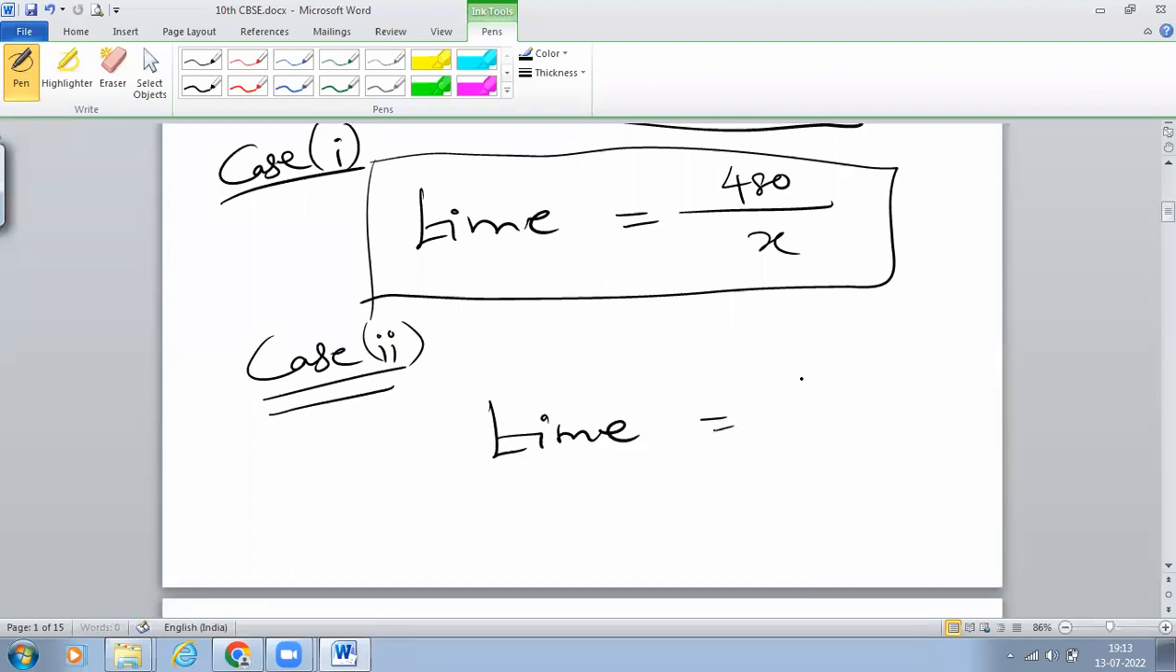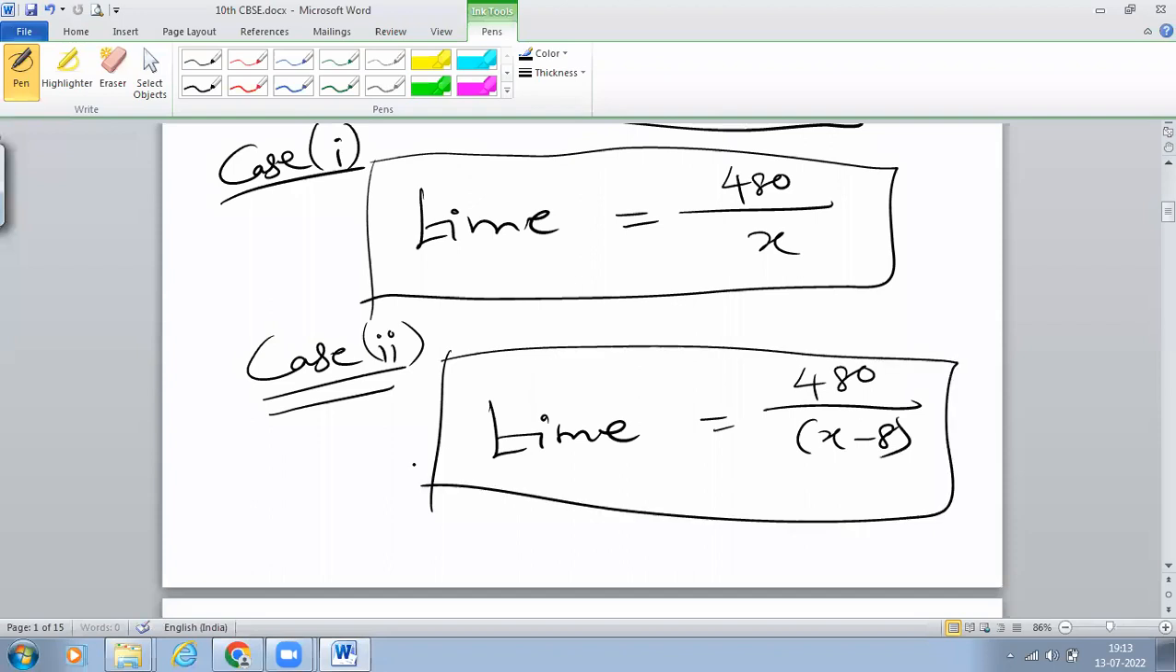And what is the time taken in case two? Time taken to travel 480 kilometers, that is distance 480, divided by the speed, X minus 8. So we have got the time taken in both the cases.